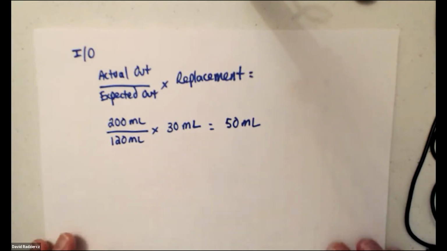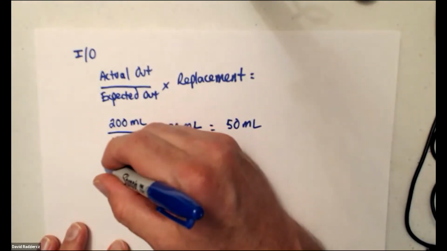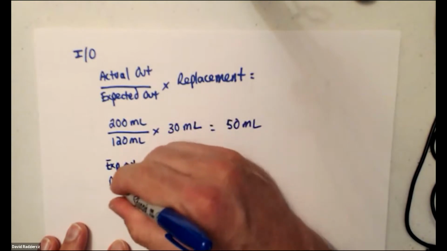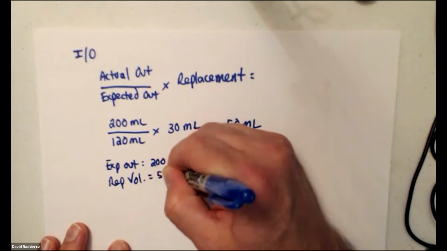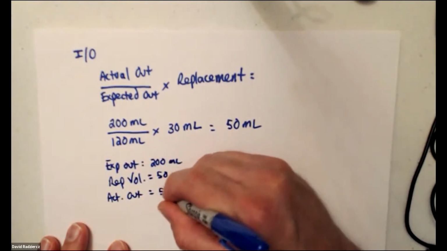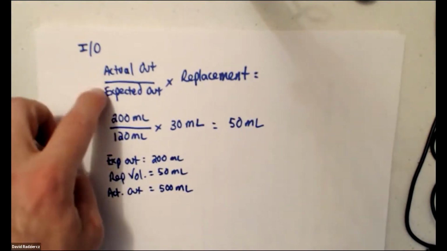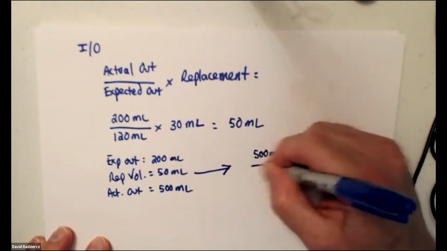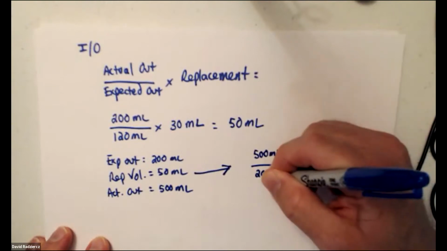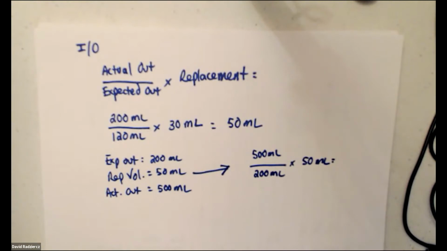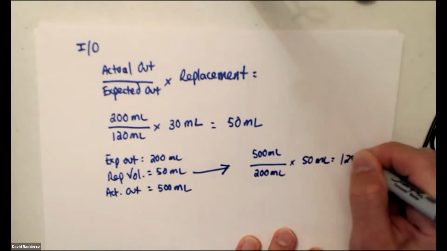So in this new scenario, let's just say the expected out was 200, the replacement volume was 50, and the actual output was 500. So I'm going to use my same basic setup and work this into a problem. 500 milliliters over 200 milliliters, so my actual output over my expected output, times the replacement volume of 50 milliliters. Again, I'm going to take 50 times 500 and then divide that by 200. And my replacement volume for this situation would be 125 milliliters.